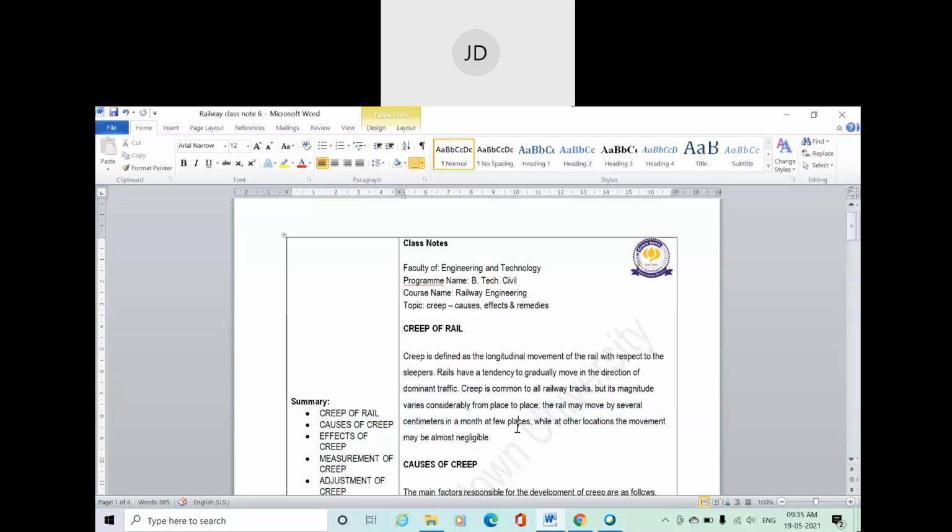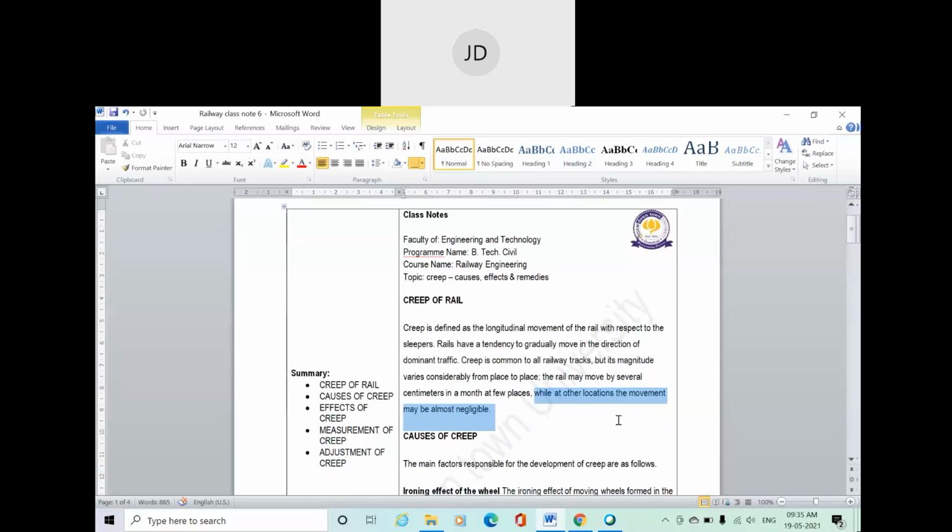That means there is a standard limit, that is, how much a rail can be displaced in a month. Okay, there is a standard value as per the Indian Standard, as per the IS code. While at other locations the movement may be almost negligible. In some places it is very minor, and in other places it may be very huge. So depending on the geographical situation, the traffic volume, or the track conditions, the value of creep may vary. Okay, so this is all about what creep actually is.